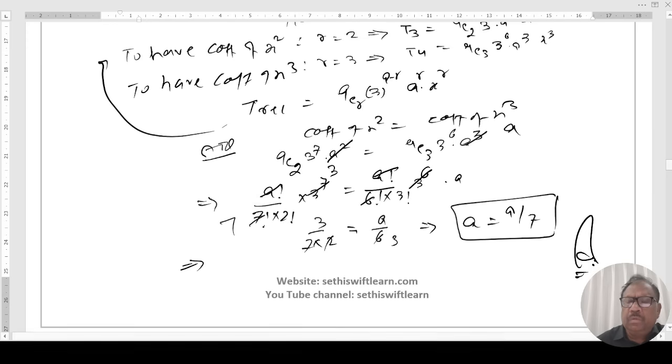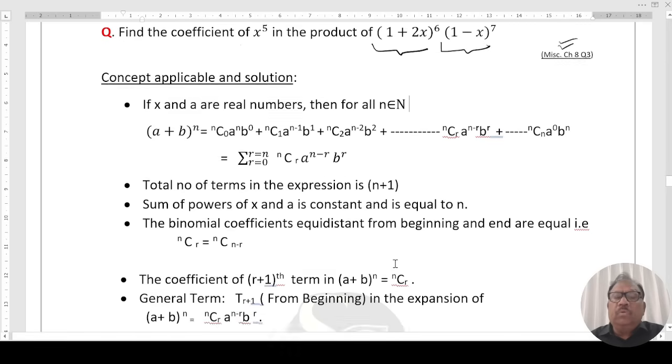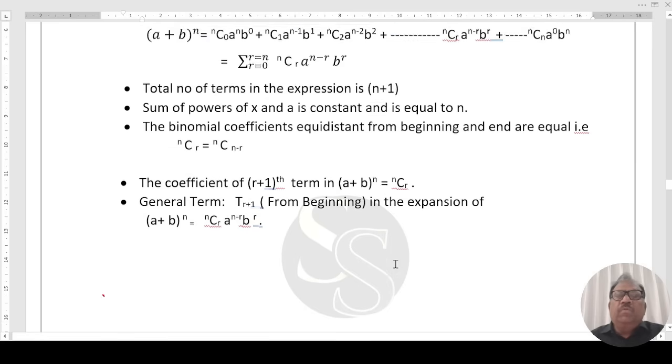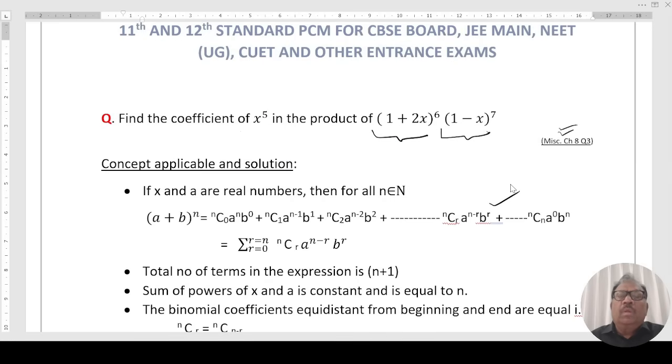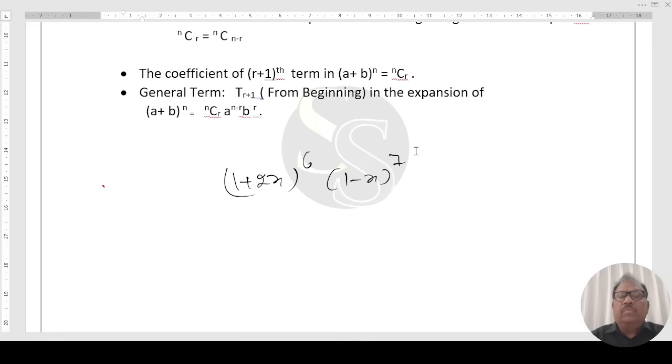Right? Now the question. Find the coefficient of x to the power 5 in the product of (1 + 2x)^6 into (1 - x)^7. The question is taken from NCERT Exercise Miscellaneous on Binomial Theorem. Concept applicable and solution: in this case, we will use this expansion first, (1 + 2x)^6 and (1 - x)^7.